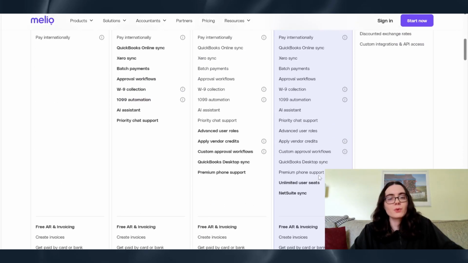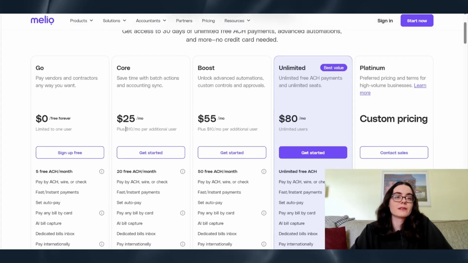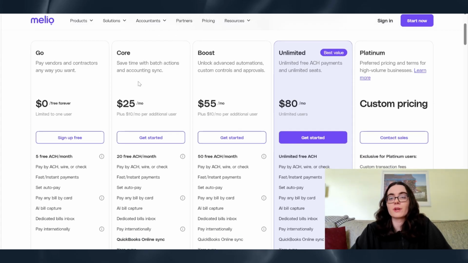And then you also get premium phone support, which is very helpful because these lower level plans, the Go and Core plans, do not have phone support. So that is something to keep in mind if that's important to you.